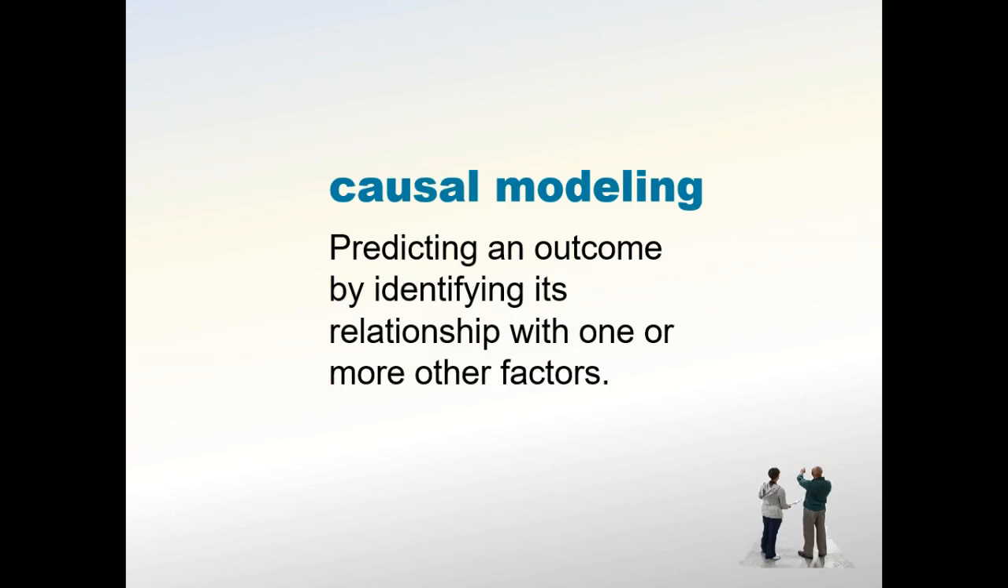Now, emphasis on the pursuit of improvement requires identification of root causes. Causal modeling focuses on apparent relationships among elements of a system or situation, often by reviewing data for patterns that might predict some issue of interest. So causal modeling is predicting an outcome by identifying its relationship with one or more factors.